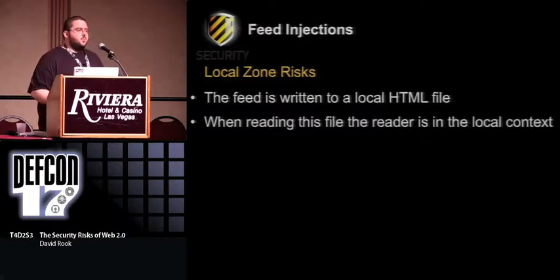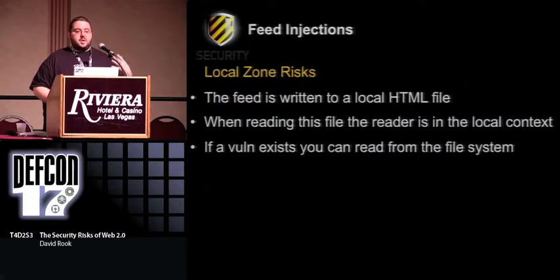Basically, with these local zone readers, what a lot of them do is they pull down the feed, write it to an HTML file locally, and when you want to view that feed, you click on it, it takes it out, puts it in the browser, away you go. And when you're using those readers, you're in the local context, so if a vulnerability exists there, then you can read and potentially write from the file system.